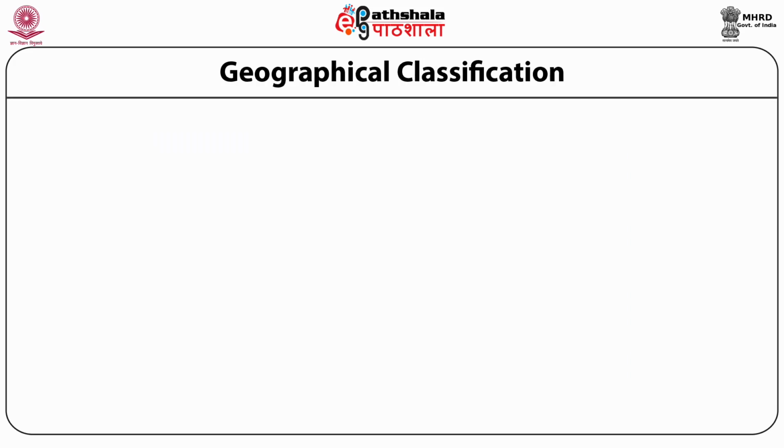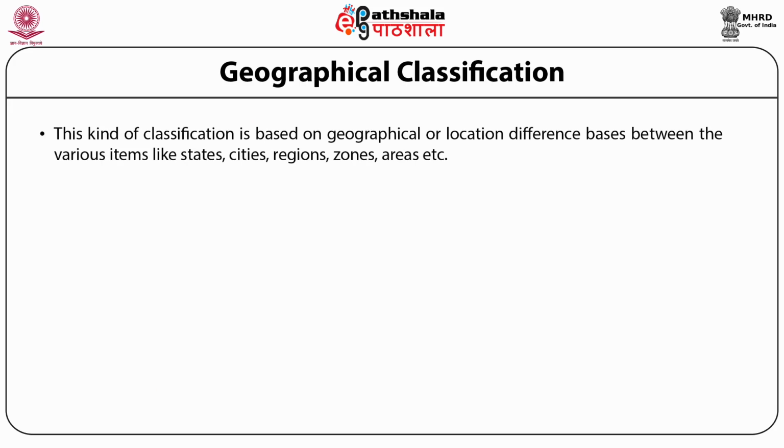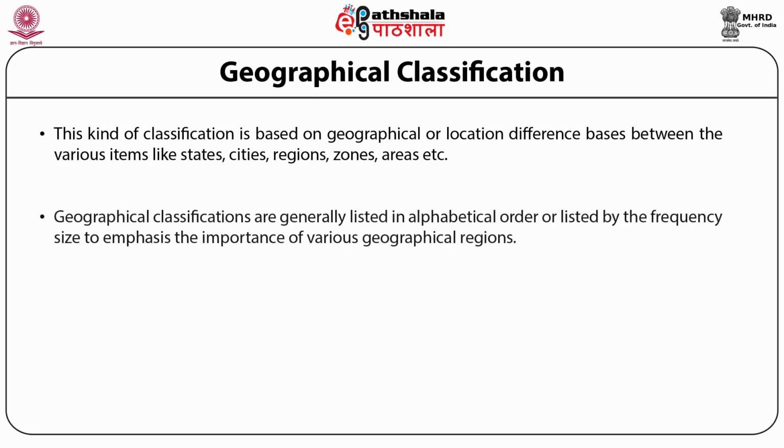The fourth category of data classification is the geographical classification. This kind of classification is based on geographical or location differences between the various items like states, cities, regions, zones, areas, etc. Geographical classifications are generally listed in alphabetical order or by frequency size to emphasize the importance of various geographical regions. The following table shows the geographical distribution.